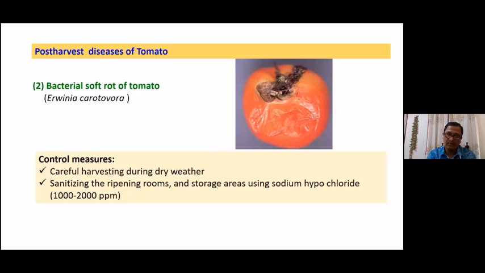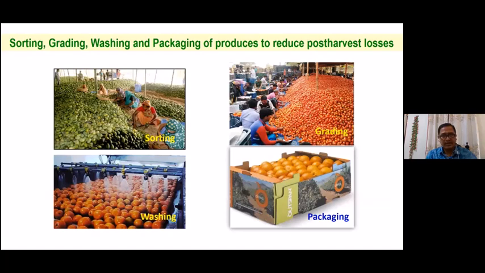In brief, we can say that if you can do sorting, grading, washing and packing gradually, produce can be safe in the store for a couple of days and even a week. So we have to follow this sorting, grading, washing and packaging technology to keep them safe from disease and insect attack.